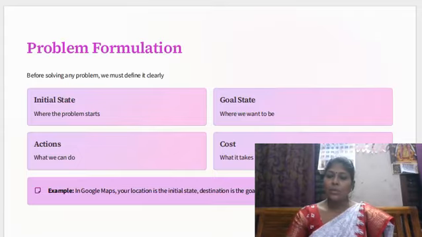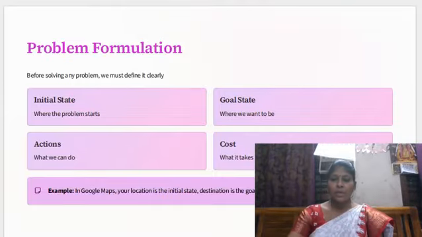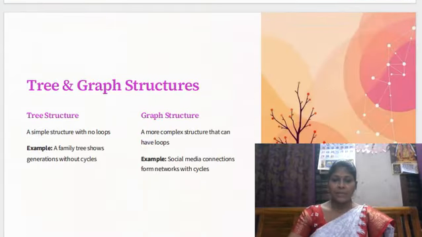For example, in Google Maps, the initial state is your location, the goal state is your destination, the action states are roads, and the cost is distance. So these are the four main parts of problem formulation. I repeat: initial state, goal state, action state, and cost state. In the real-time example, we took Google Maps: the initial state is your location, the goal state is your destination, actions are roads, and cost is distance. Now let's see the next concept, that is tree and graph structures.